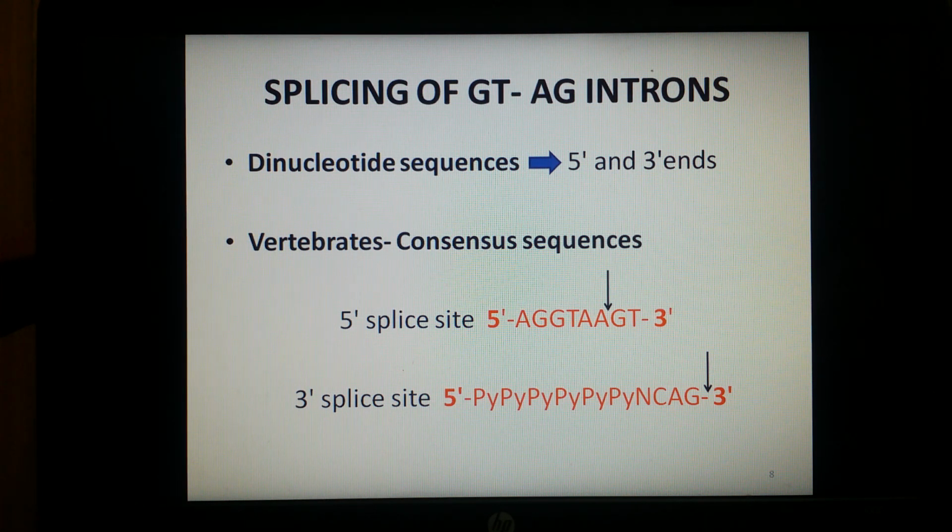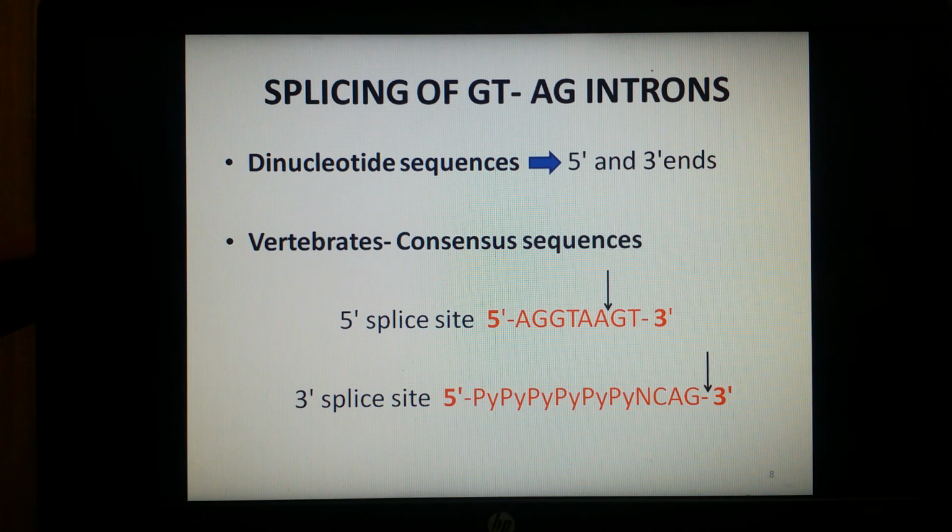The reason to discuss this GTAG class of introns is that all the introns found in nuclear genes that are transcribed into messenger RNA fall in this category. So that's why we are discussing this. This GTAG name basically refers to the fact that virtually all the members of this class of introns possess the same dinucleotide sequences at the 5' and the 3' end. So this name of GTAG basically signifies this.